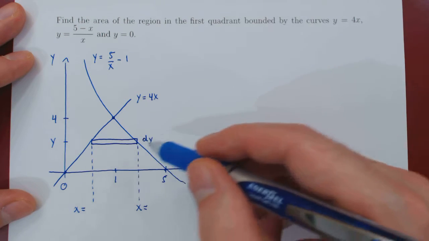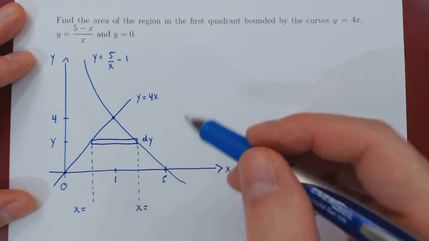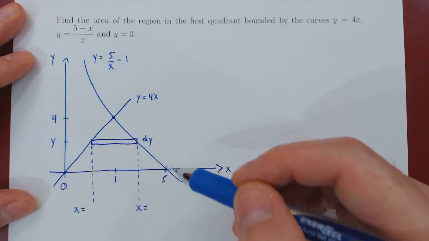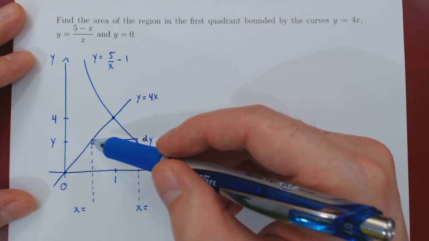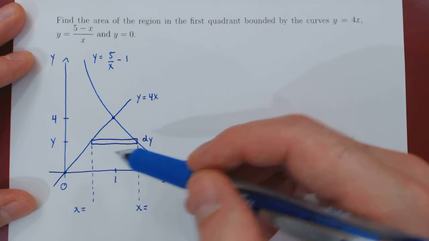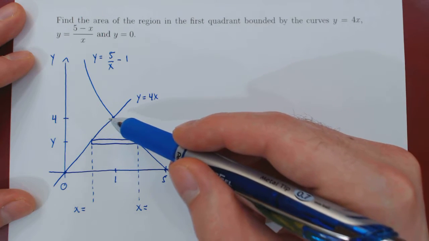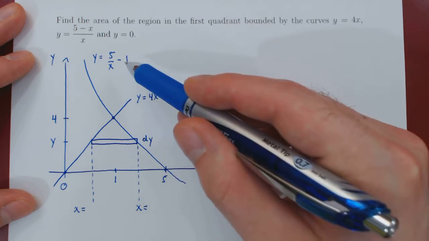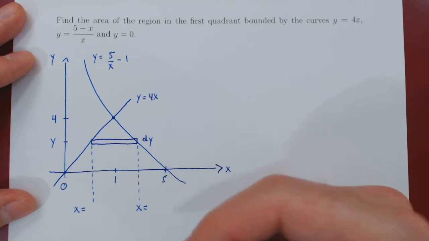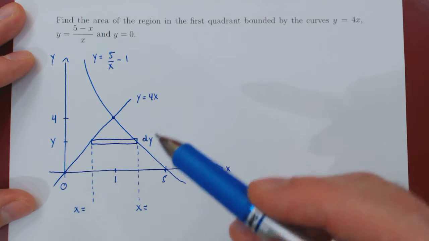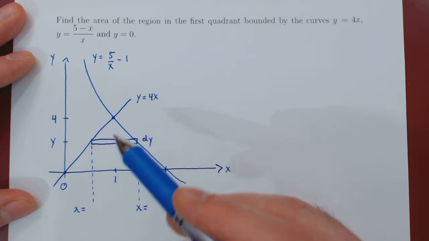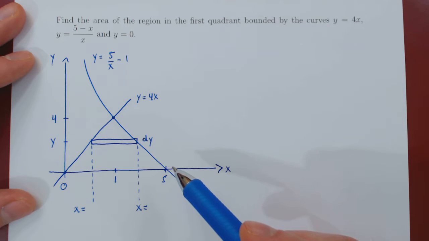And why will this lead to a more elegant solution than in the previous video where we used two separate sets of vertical rectangles? Well, if you recall, going with vertical rectangles introduces a shift on the curve on top, going from 4x to 5 over x minus 1. This is the reason why we had to use two separate sets of vertical rectangles.